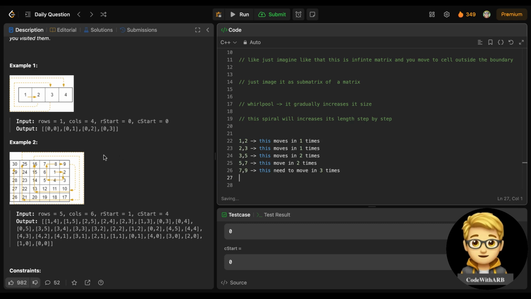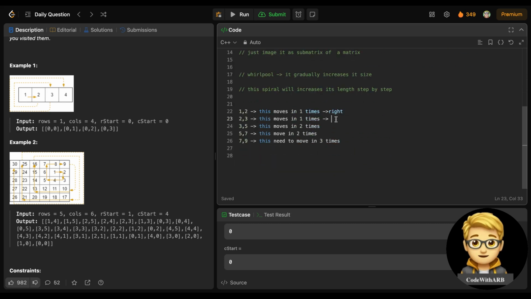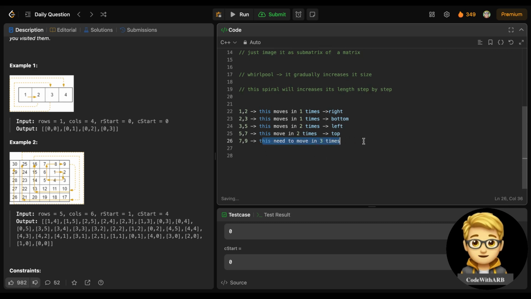Also, basically this is moving right, then the clockwise direction, which is right, bottom, right? This is the bottom. Then we need to move bottom, then we will need to move left, and then we will need to move top, right? And then again we need to move right.